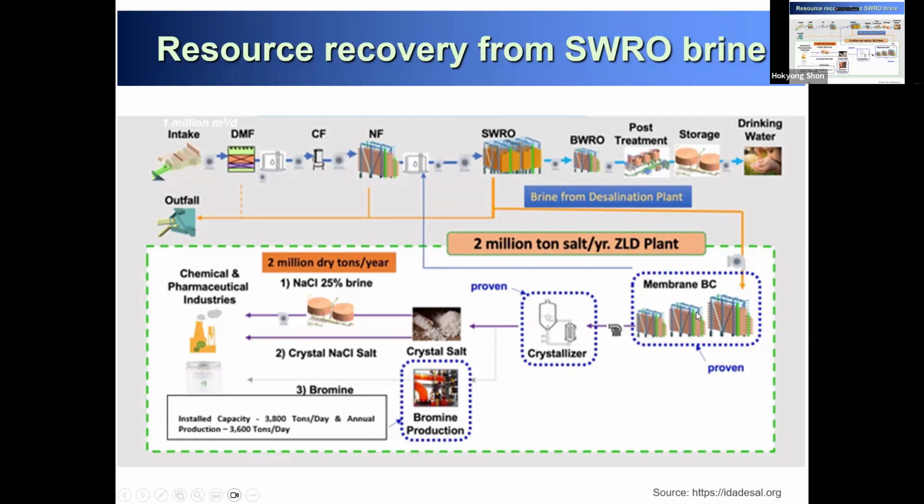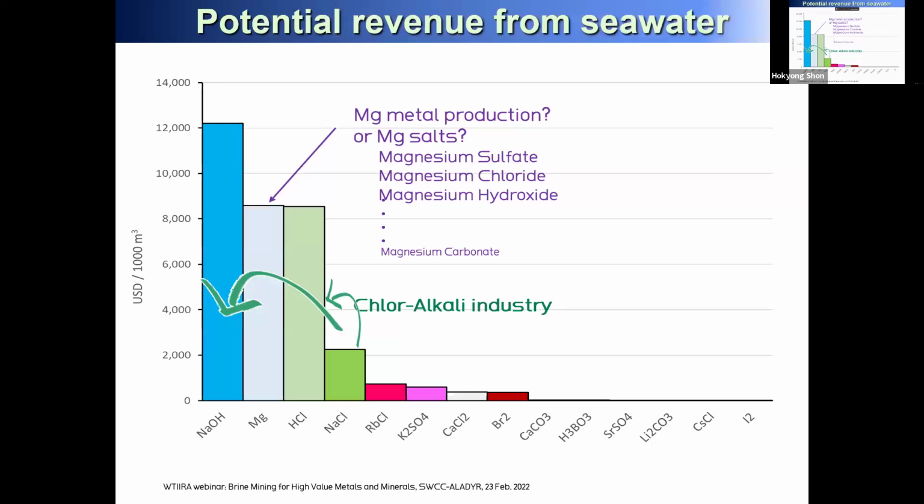The brine concentrator will be utilized for crystallization. So they crystallize and then produce 25% of the sodium chloride, and produce sodium chloride salt and bromine. Bromine can be utilized for some pharmaceutical chemical materials. So that's how they recover the value.